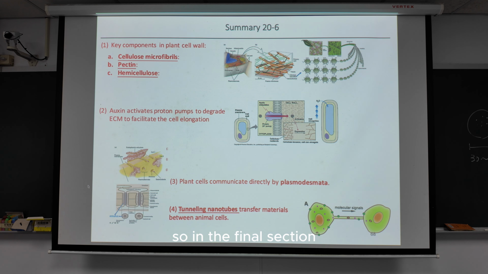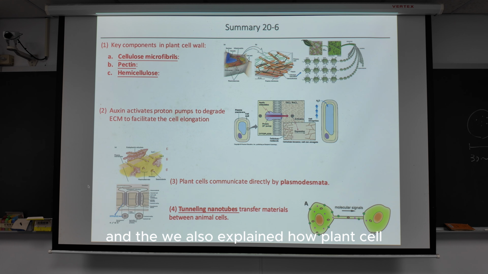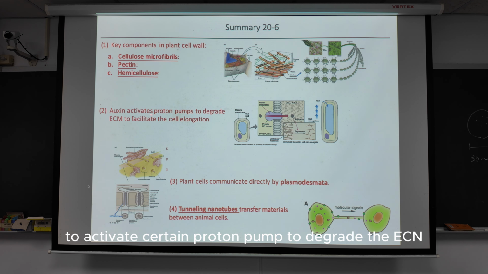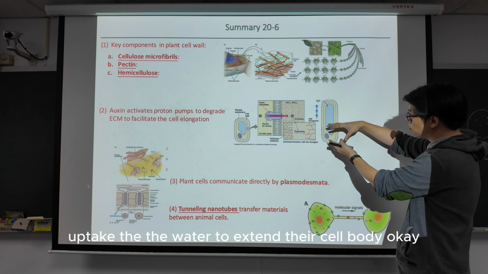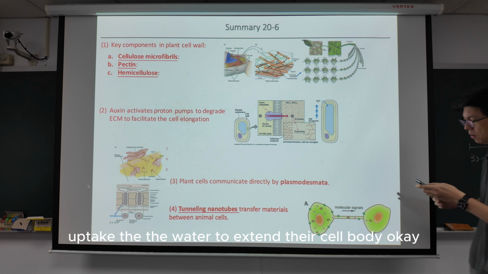So in the final section, we introduced the key components in the plant cell wall. It contains many polysaccharides: cellulose microfibrils, pectin and hemicelluloses. We also explained how plant cells remodel their cell wall. They use auxin to activate certain proton pumps to loosen the cell wall to facilitate growth. They can take up water to extend their cell body.